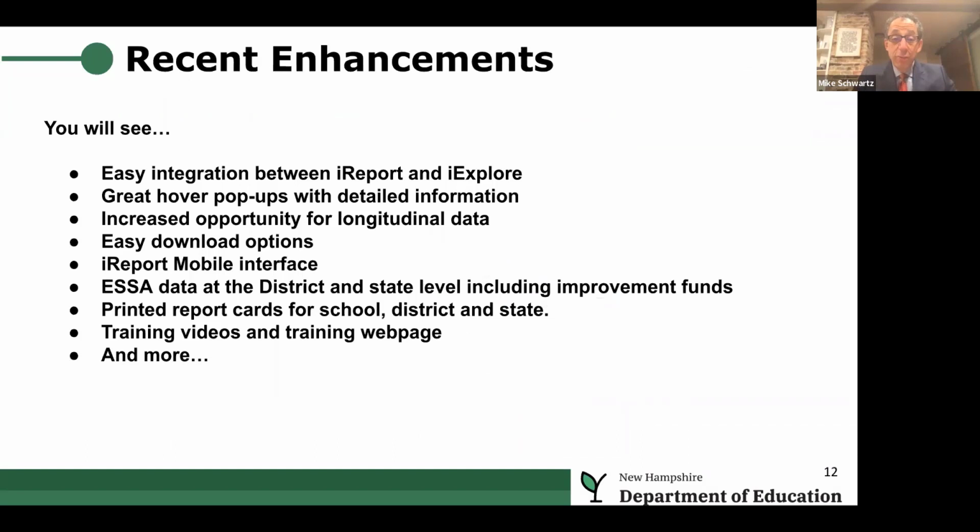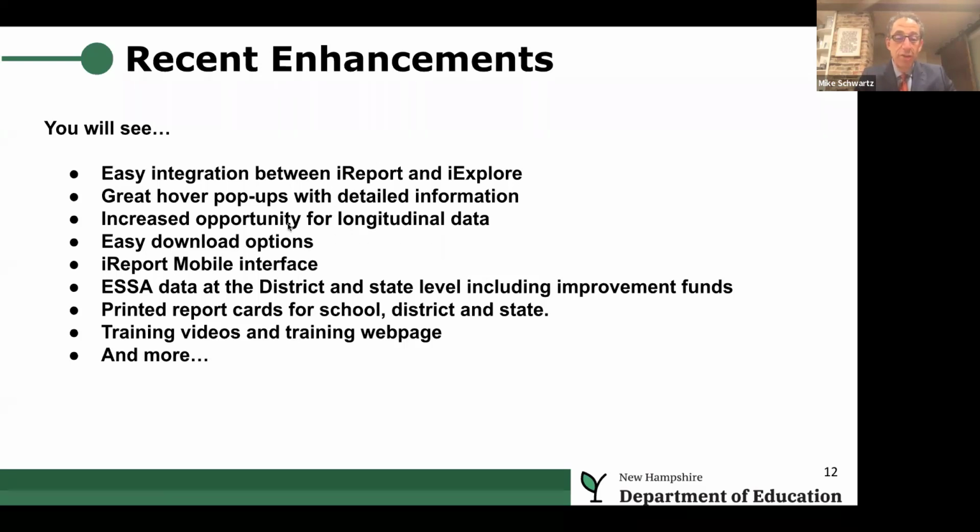If you've played with this before, I just want to point out some recent enhancements. One is the integration between iExplore and iReport that I talked about before, where you can jump from iReport, where you're looking at one school, immediately to iExplore to look at one indicator across all the schools in the state. There are some hover pop-ups, so if you hover over some data, you might get more information. There's a lot of longitudinal information, and we'll show an example where a pop-up gives you some longitudinal data.